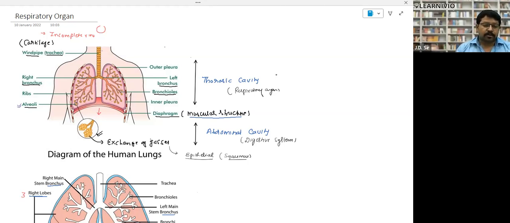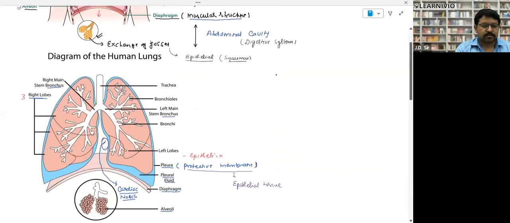The lower part is sealed by a muscular structure called the diaphragm. Below this, there is the digestive system. The muscular diaphragm divides the body into two chambers: the upper thoracic cavity and the lower abdominal cavity. When I say thoracic cavity, it's the respiratory organ; when I say abdominal cavity, it's the digestive system. Then about the lungs, I'll tell you next. So one more diagram is there.